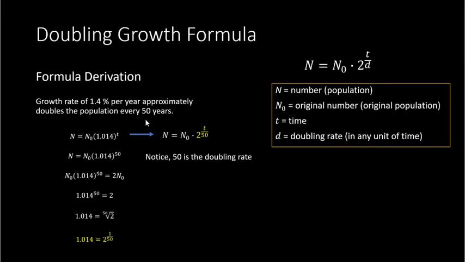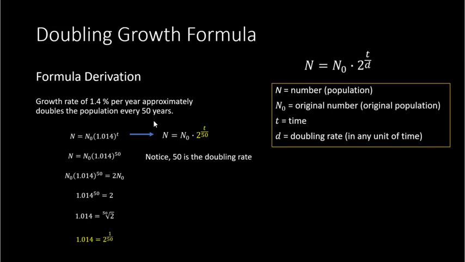If it's been 100 years, then realize that it's going to be doubling twice, right? Because it doubles every 50 years, so it's going to double twice. So it'd be 100 over 50 for your exponent, which would be 2, right? Because it's going to be doubled twice, so 2 to the second power. So that can keep going.